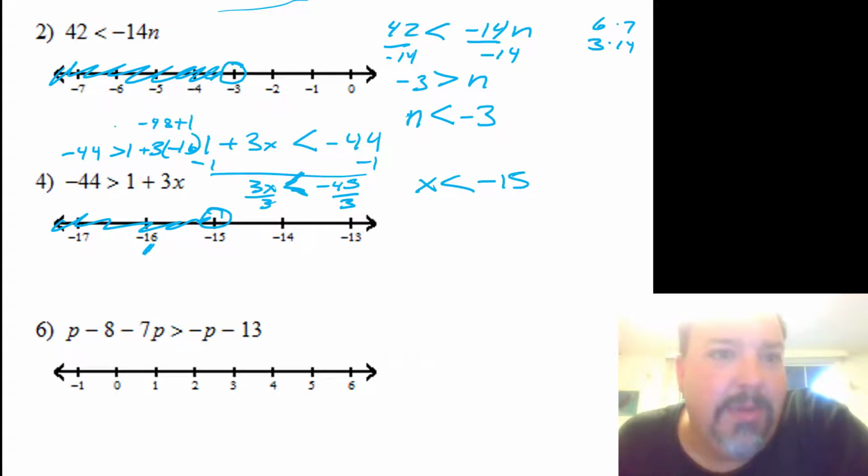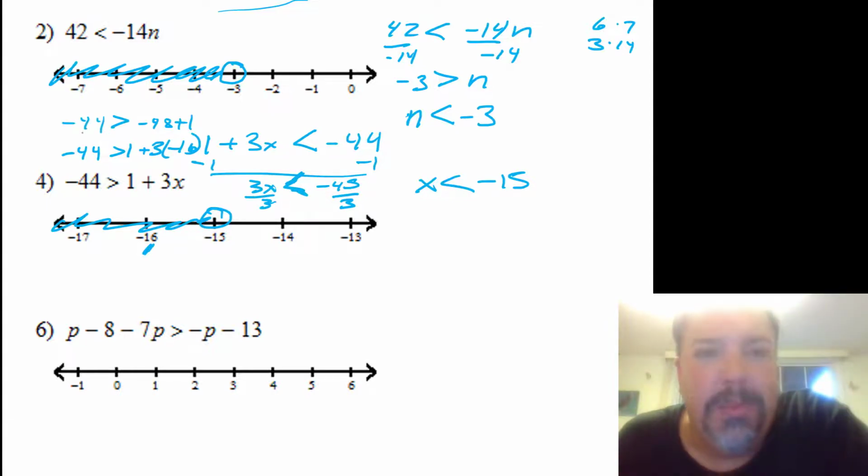Negative 48 plus 1 is negative 47. That's smaller than negative 44. Or negative 44 is bigger than negative 47. So that does work. If we shaded the other way, we'd find out that it's not true, and we realize that we made a mistake.